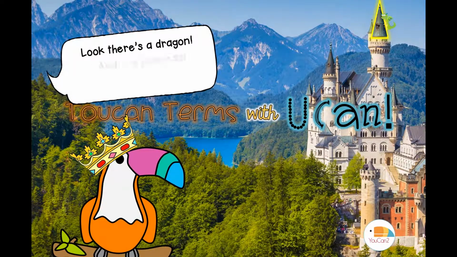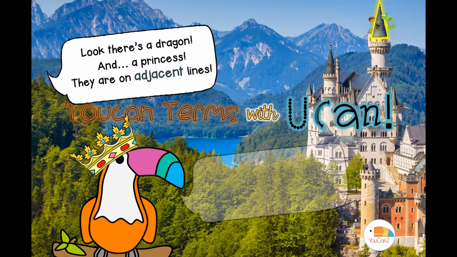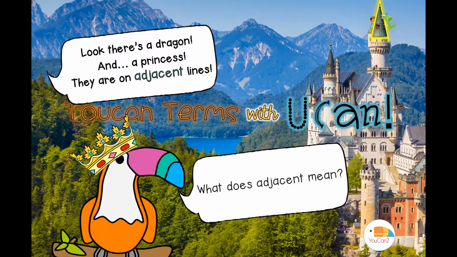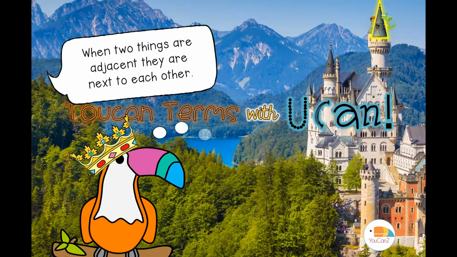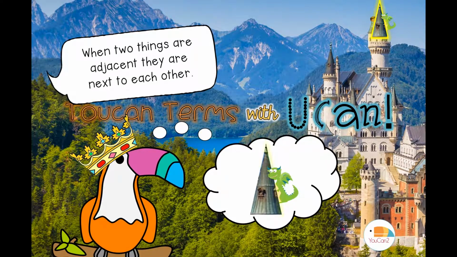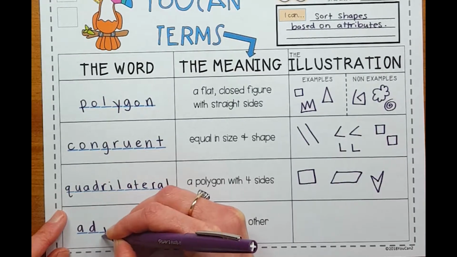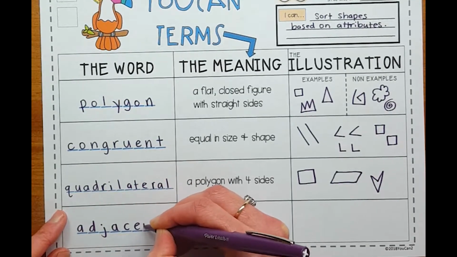Hey, look, there's a dragon up on that tower. And a princess. Oh, they're always playing hide and go seek up there on that tower, those silly guys. They're on adjacent lines. What does adjacent mean? Well, when two things are adjacent, they're next to each other. The dragon is on an adjacent line to the princess. When things are adjacent, they're next to each other.